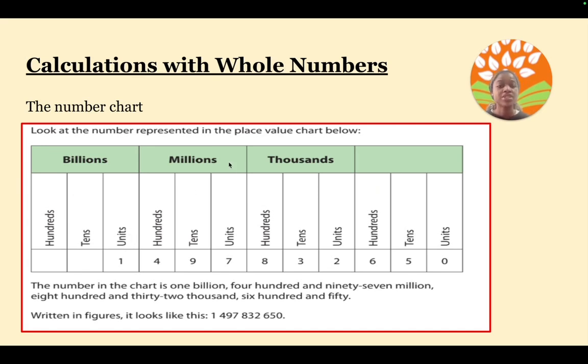So what's important right now, let's look at the hundreds column, because usually they will ask you to round off to the nearest hundreds, tens, or the nearest thousand. So you need to understand that when you have hundreds of thousands, you have 6 digits, okay?